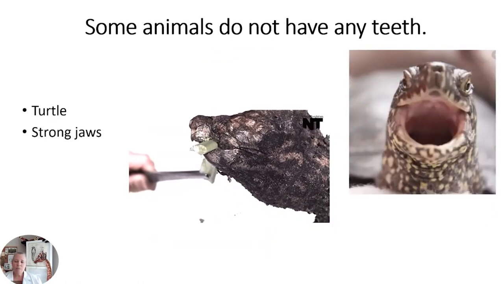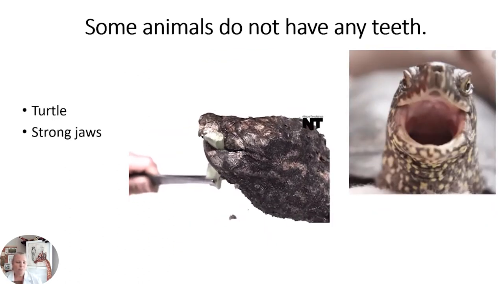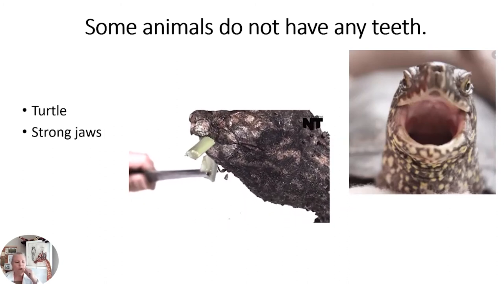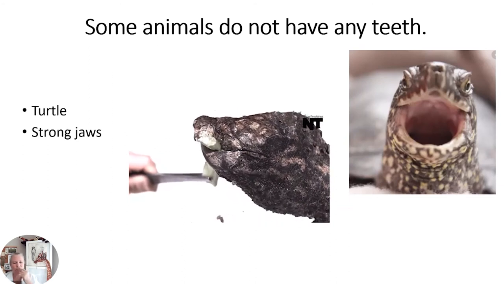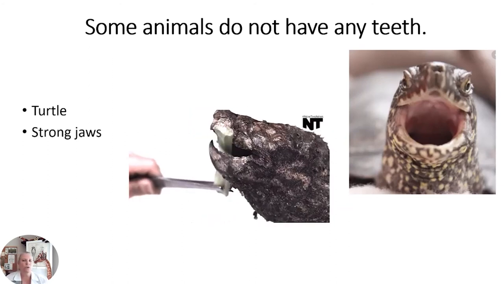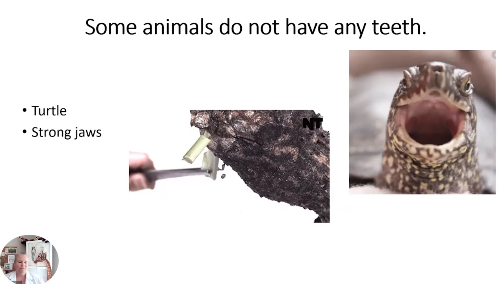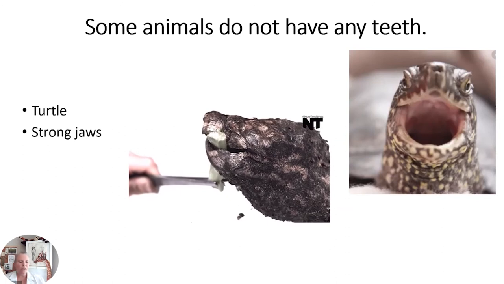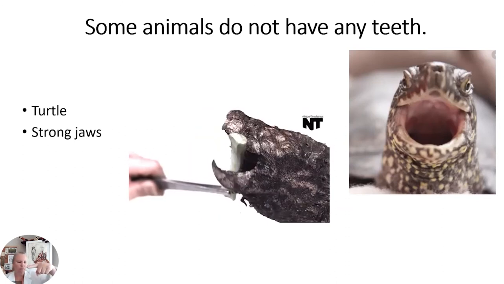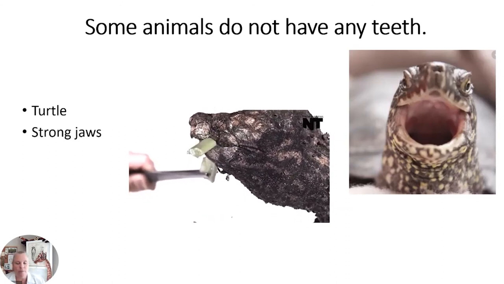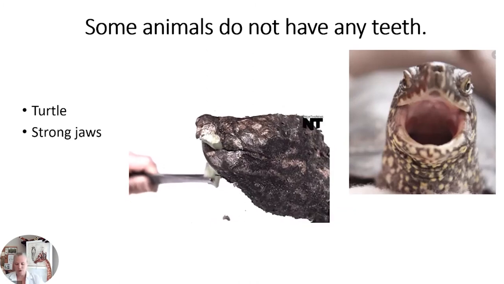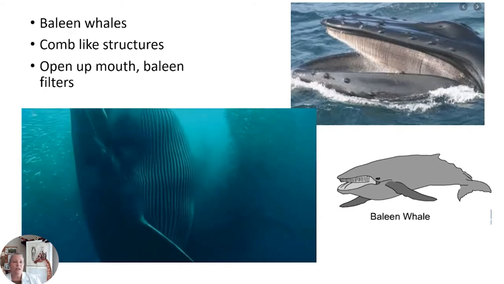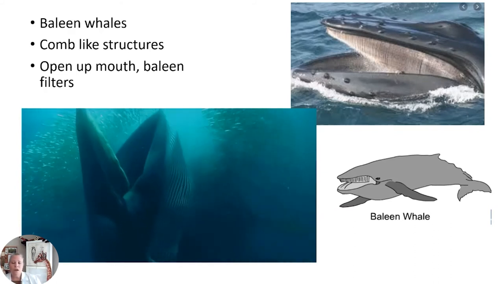Now, again, some animals don't have any teeth, though, and those are like our turtles. You see how it's just got the sharp edges? Sometimes we call those on turtles a beak as well. So it's just a strong jaw. See how quick he can break that. What would happen if you put your finger up there? A snapping turtle could easily break your finger. They're very strong.